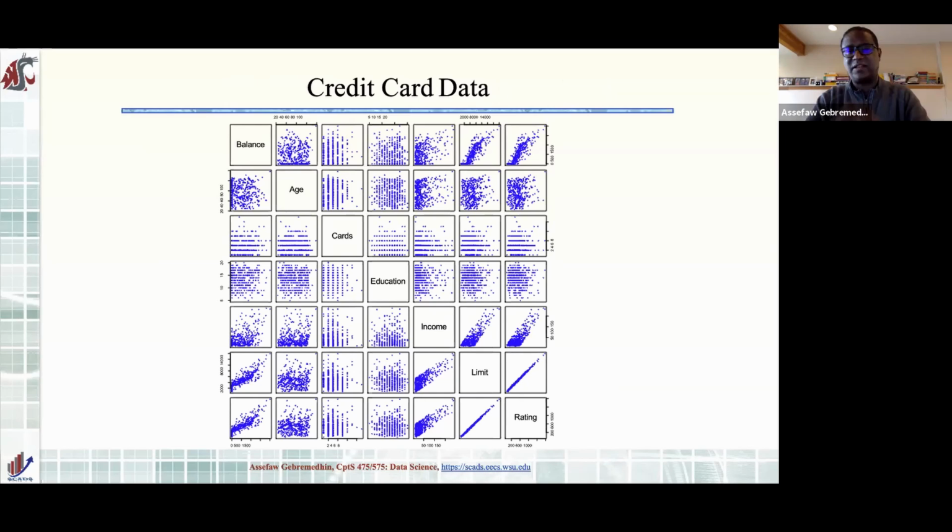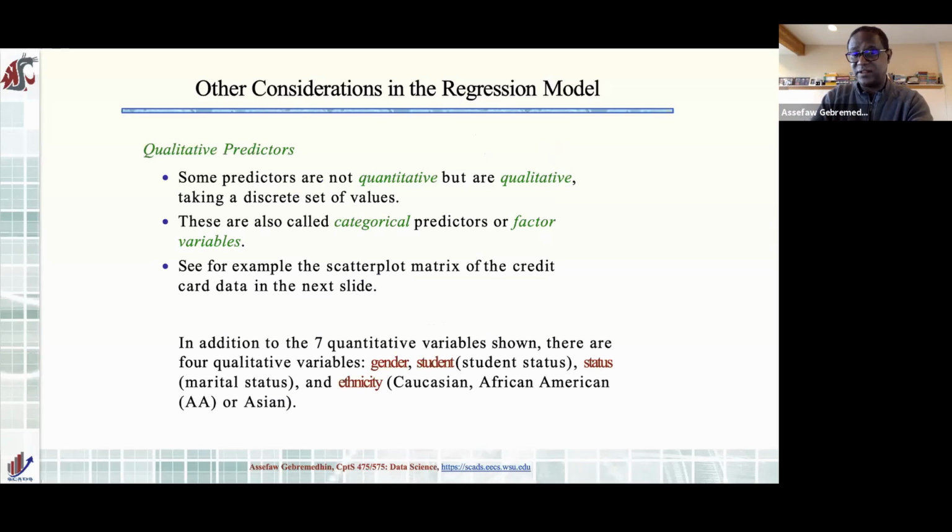And here is a scatter plot that shows you how the relationships would look. You know what scatter plots are. Out of these ones, balance is how much money you have on the card. Age is the card owner's age. Cards is how many cards they have. Education is the level of education they have. I don't remember exactly whether it counts how many years you have post high school or something, but there is some way to measure how educated people are, how much money they make, limit and rating. And I think out of this, there are a few others that are 7 quantitative variables that I showed you.